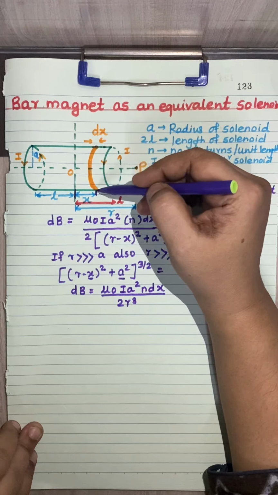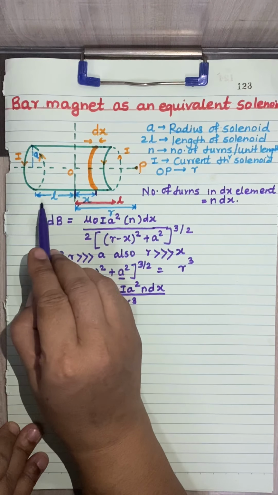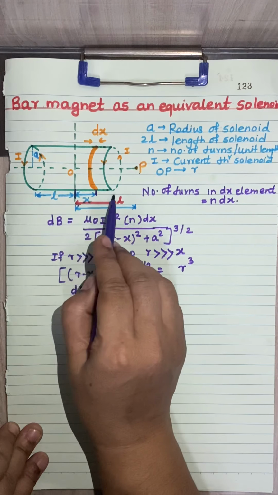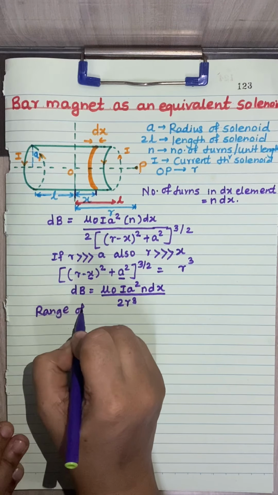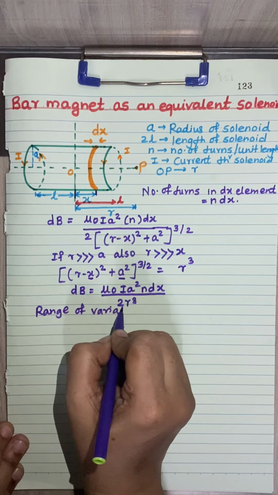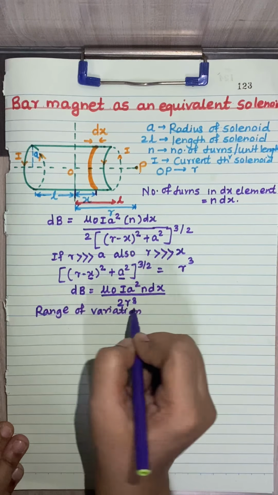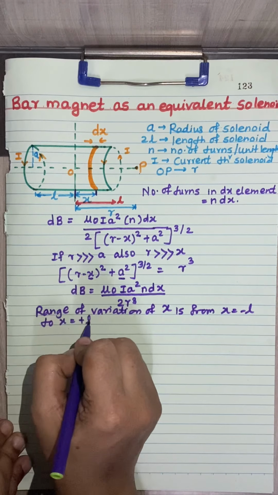side. Okay, so we can have the distance measured from O to the left side as x is equal to minus L, and this side we can say that x is equal to plus L. Therefore, we are going to have the range of variation of x from x is equal to minus L on the left side to x is equal to plus L.